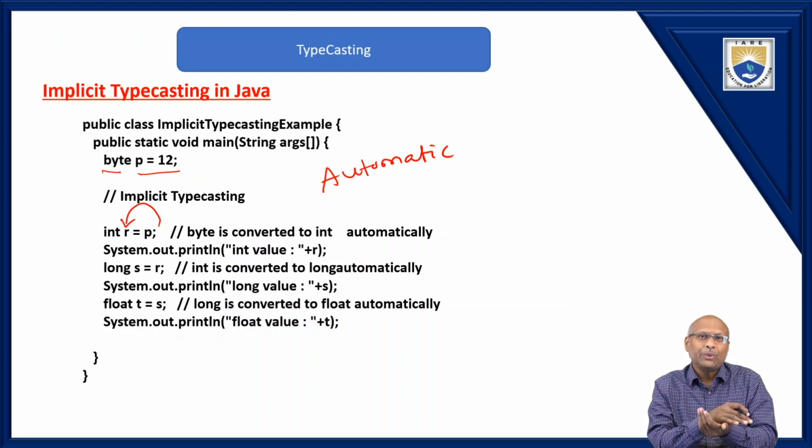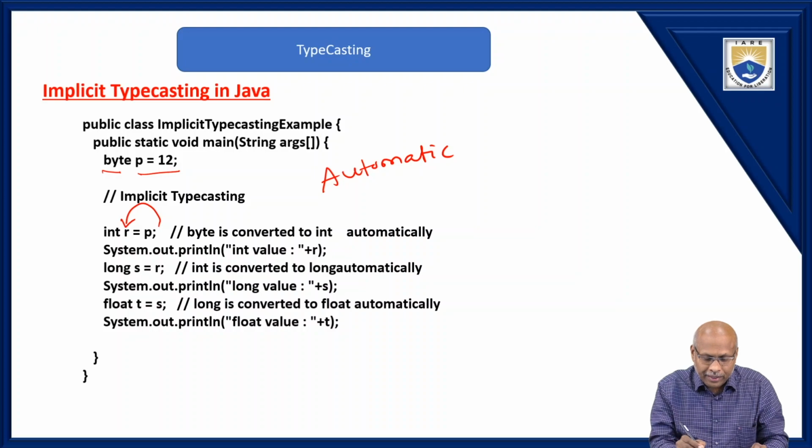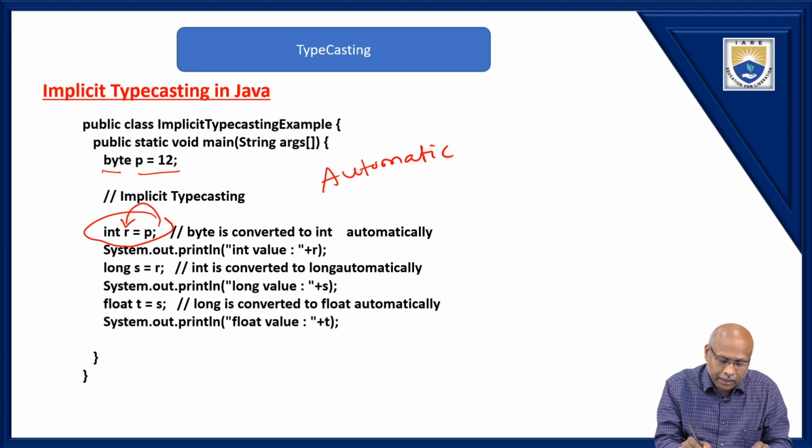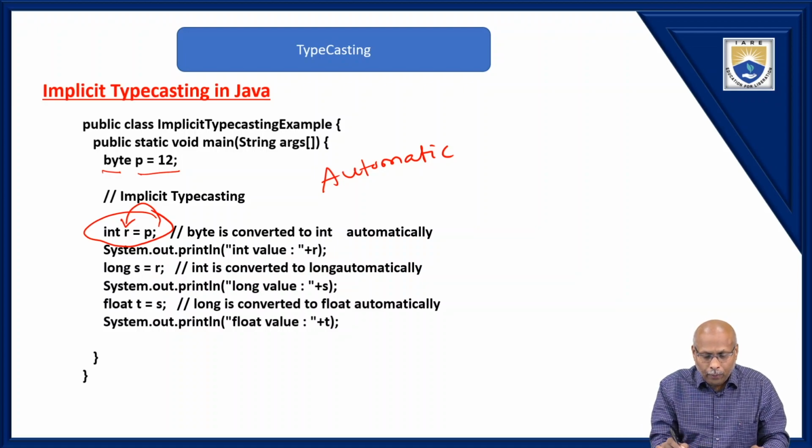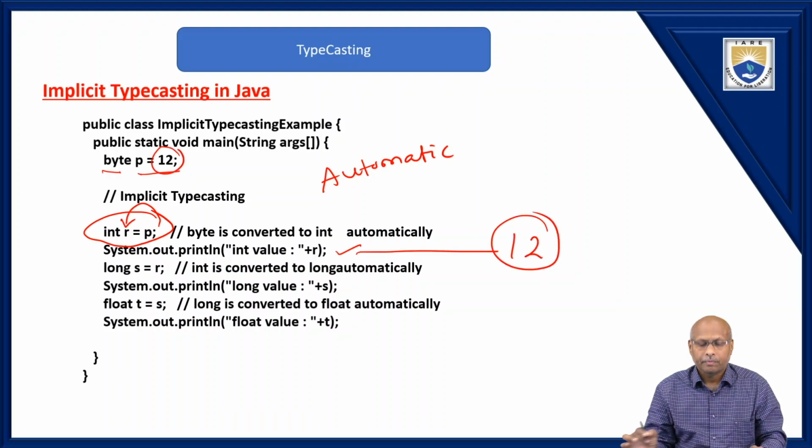Byte is converting to integer type. So this type of sentence is known as implicit conversion or implicit typecasting. And when I print the value of r, it will print 12 only. So this program will print 12 here.